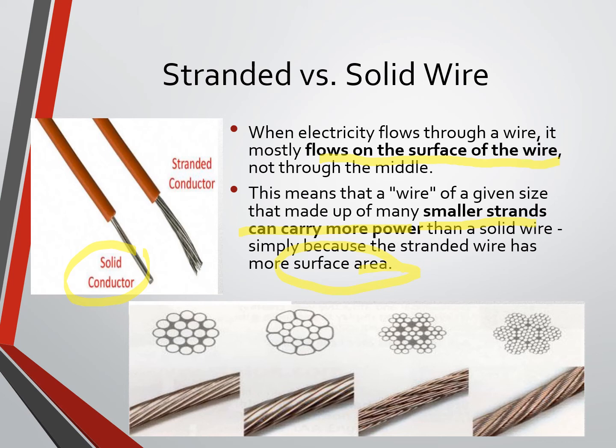Okay, so these are different wires and how they look under the magnifying glass. So we can see the increase in surface area. This one has a very high surface area because it has smaller holes.